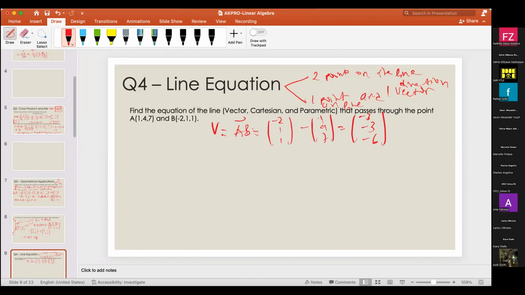All we have to do now is to find the equations based on these 3 criteria. And the easiest one that we can find given this scenario is the parametric equation, which is like this. Let's say L is equivalent to one of the points here. In this case, we'll use B. You can use A if you want, it's up to you. L is -2, 1, 1 plus a parameter t times -3, -3, and -6. This is parametric.